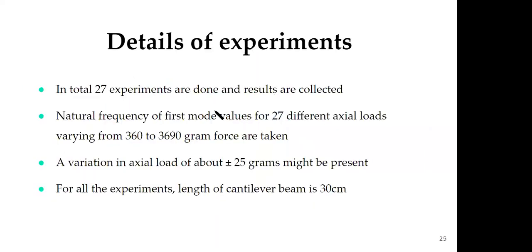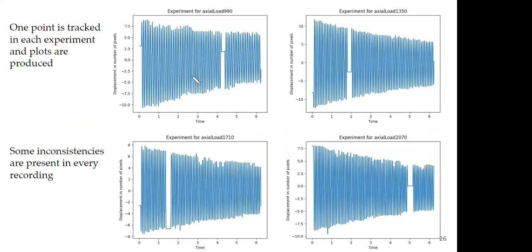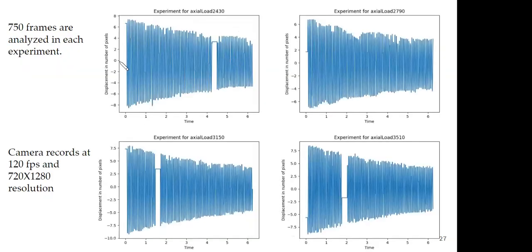Now, these are results for some of the experiments. This is for axial load 990 gram force. This is for 1350 and so on. There are some inconsistencies like frame skips, and these are a few more. For all the experiments, 750 frames are analyzed, and these are the camera specifications: 120 fps and resolution is 720 into 1280.